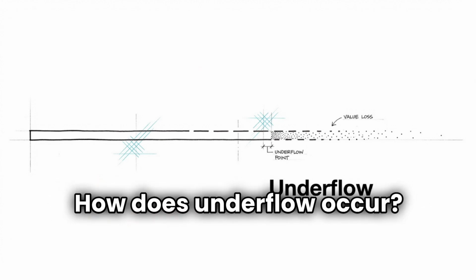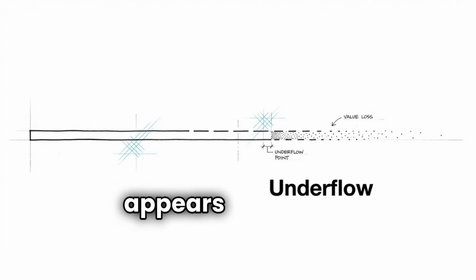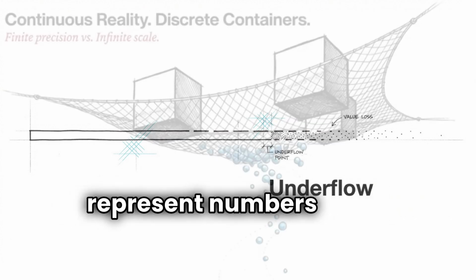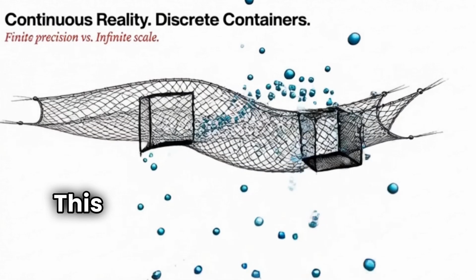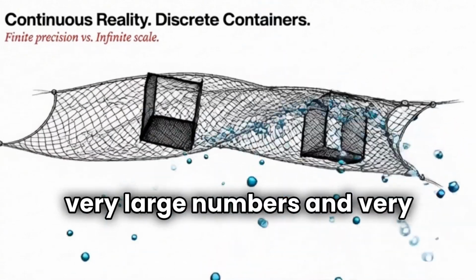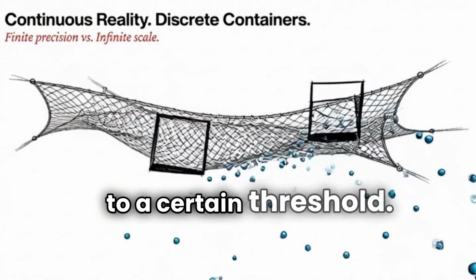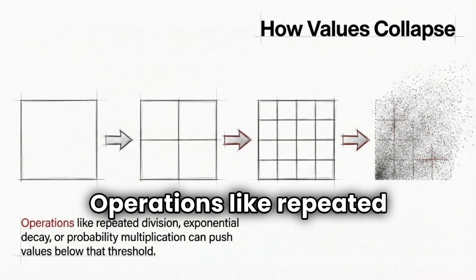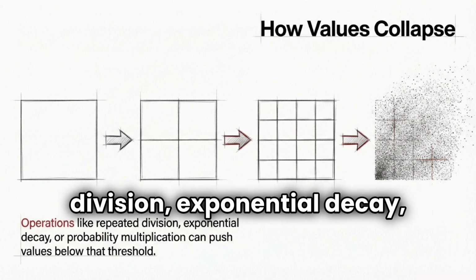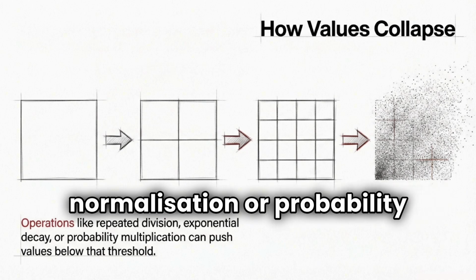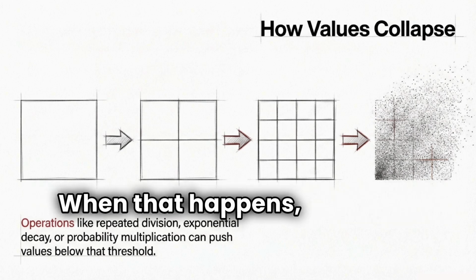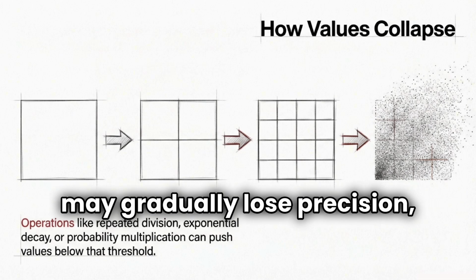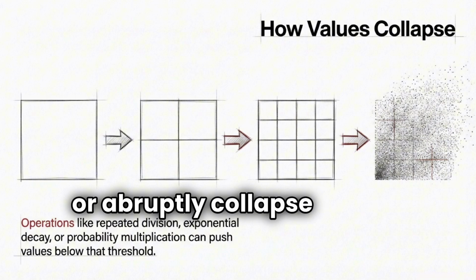How does underflow occur? Underflow most commonly appears in floating point representations. Floating point systems represent numbers using a finite number of bits for precision and scale. This means they can represent very large numbers and very small numbers, but only down to a certain threshold. Operations like repeated division, exponential decay, normalization, or probability multiplication can push values below that threshold. When that happens, the value may gradually lose precision, become denormalized, or abruptly collapse to zero.